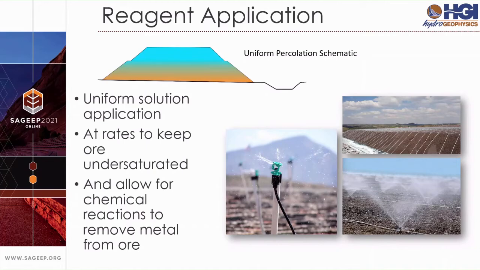Another factor in the application rate, at least for copper recovery, is the kinetics of the reaction. Kinetics governs the time needed for the reactions to complete. At the top of the slide, I have another simplified schematic representing a uniform percolation model, where irrigation is occurring from the surface and draining to the liner. I will come back to this in a later slide.